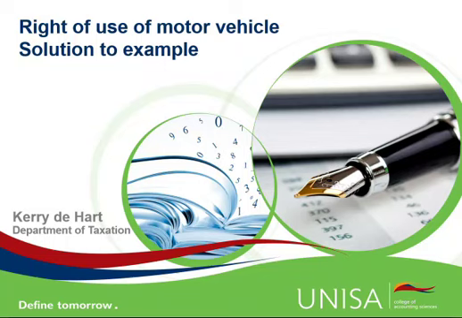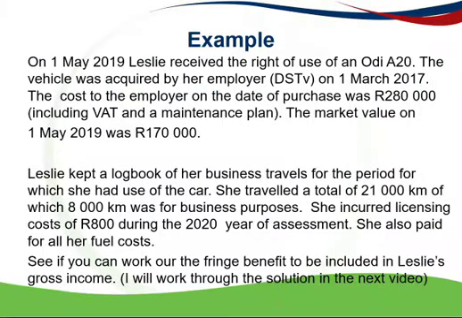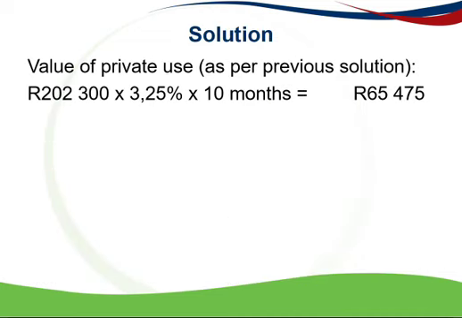In this video, we're going to have a look at the solution to the example at the end of the right of use of motor vehicle video. Just as a reminder, the example dealt with Leslie, who had a vehicle, and in the previous video, we already calculated the value of the private use of the vehicle. So we had calculated that to be 65,475 Rand. You can go back to the previous video to see how we calculated that.